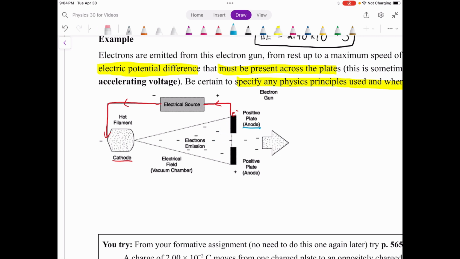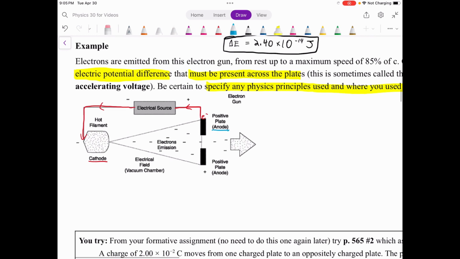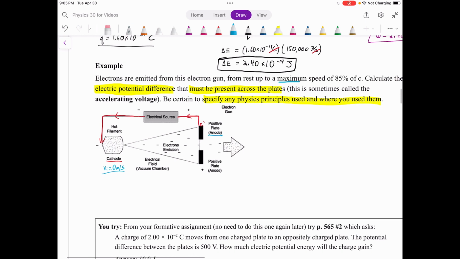Anyway, all of that honestly is not needed to answer this question, but it is nice background to just kind of understand what we're looking at here. So what do we know? It says that electrons are emitted from this gun from rest. Okay, so we know their initial speed is 0. They start out with a speed of 0 meters per second over here at the cathode, up to a maximum speed of 85% of the speed of light, 85% of c.